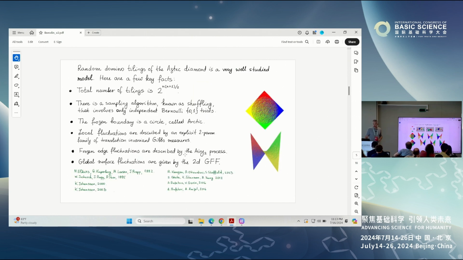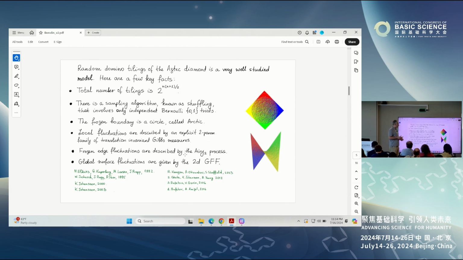Okay. So the case of the Aztec diamond has been studied very well. People have looked at it for about 30 years by now, slightly more, and most questions have been answered. This is a very nice model to study. In a way, the simplest tiling model that allows exact analysis. So I'll list a few results.